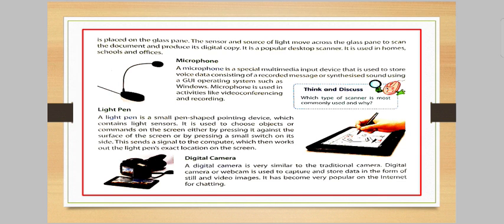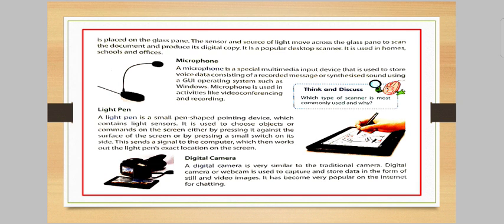Okay, next is the light pen. A light pen is a small pen-shaped pointing device which consists of a light sensor. It is used to choose an object or command on the screen, either by pressing it against the surface of the screen or by pressing a small switch on its side. This sends a signal to the computer, which then works out the light pen's exact location on the screen. Here you can see the image of a light pen. When you use this light pen, you can easily see the effects on the monitor.